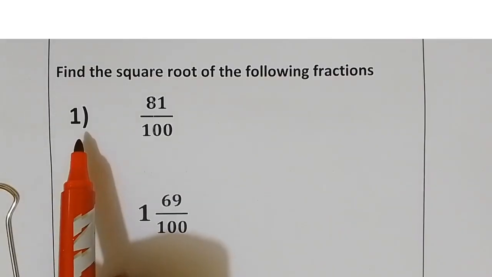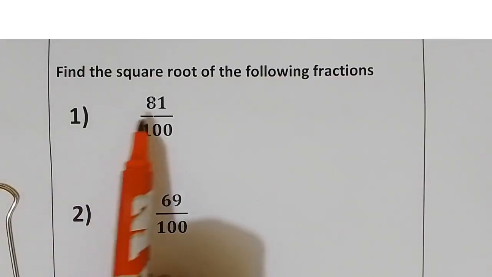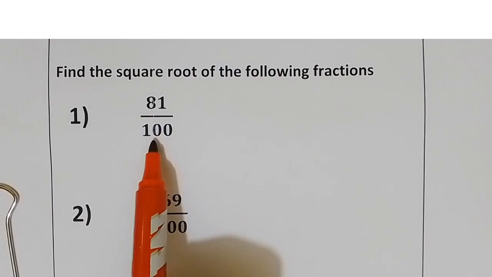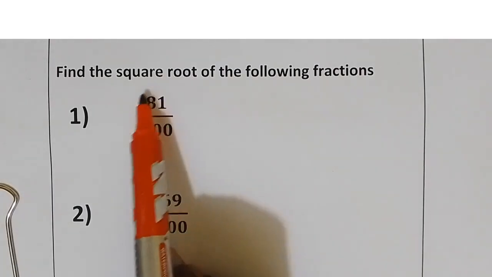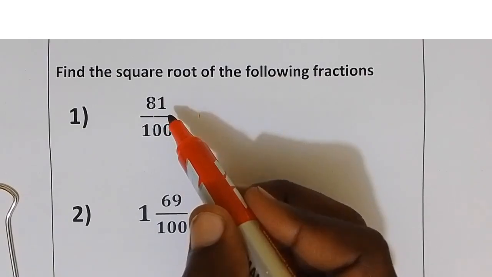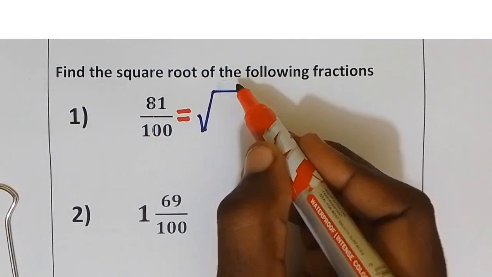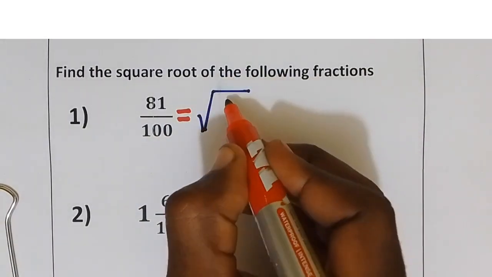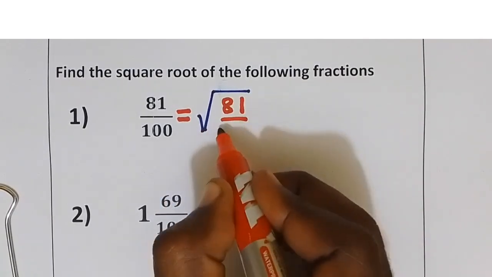Let us straight do question number 1, which says 81 out of 100. We're supposed to find the square root of this. The first thing, I'm going to put this into a square root sign. That is equal to the square root of 81 over 100.